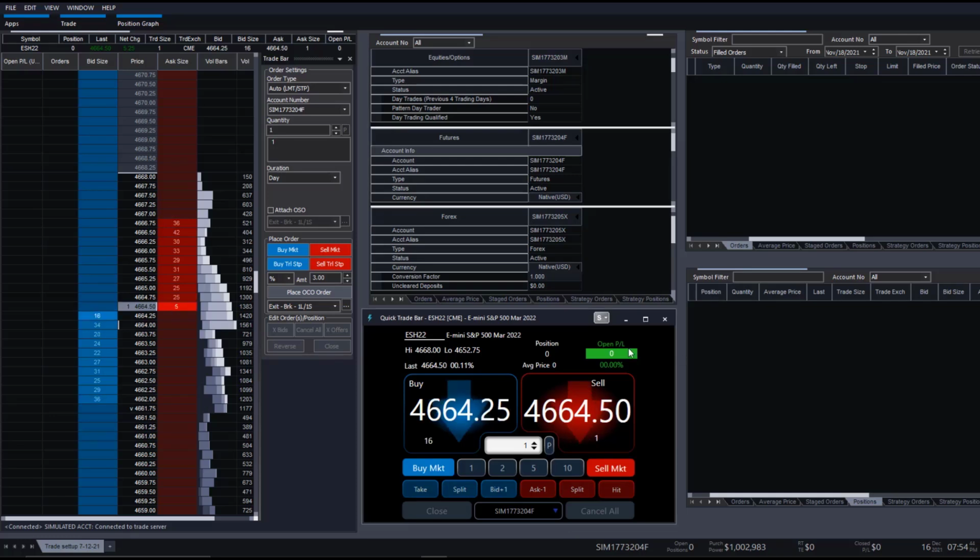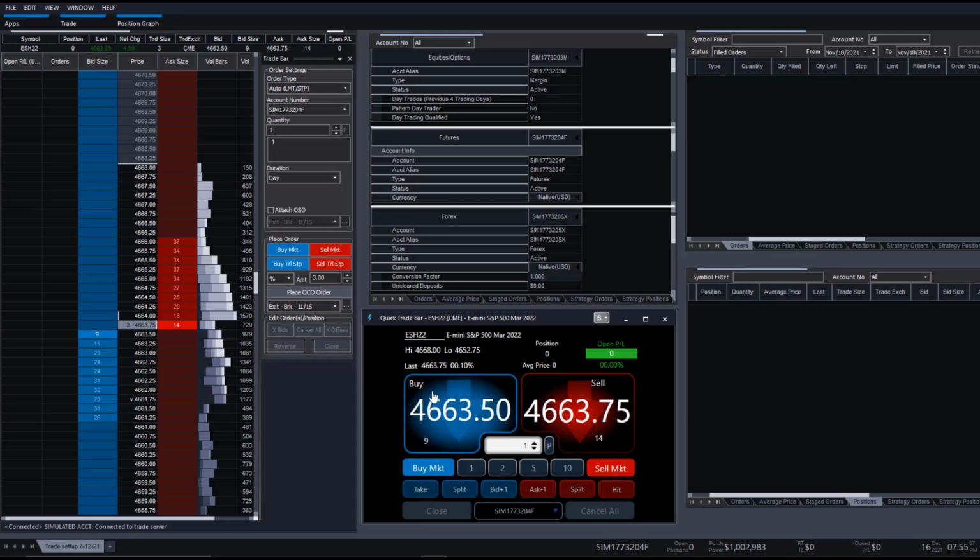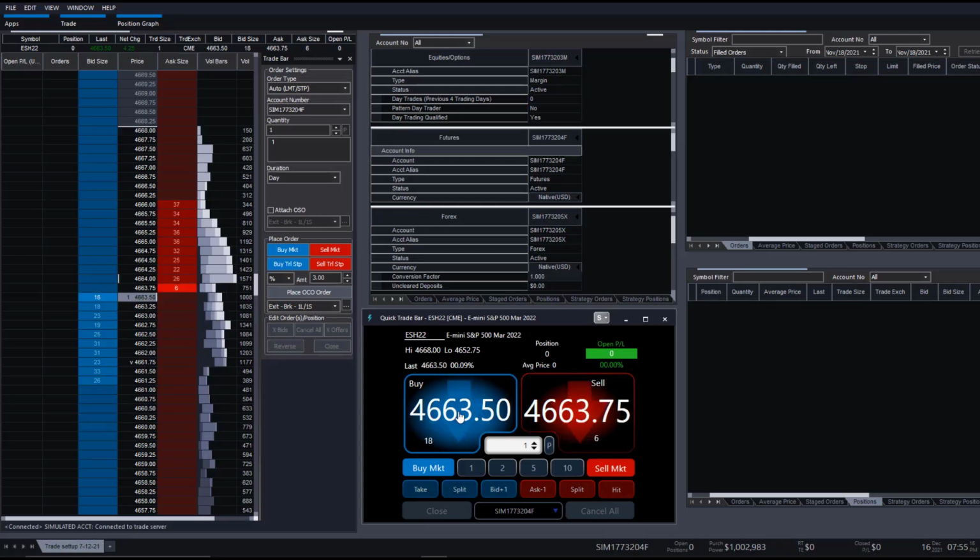What I want to get to today is what we talked about in the terminology part of this presentation. So if I can draw your attention to this quick trade bar, we have a buy in a big blue button and we have a sell in a big red button. This is going to place a limit buy order or a limit sell order. And then buy market and sell market is pretty straightforward. It's going to be a market order.